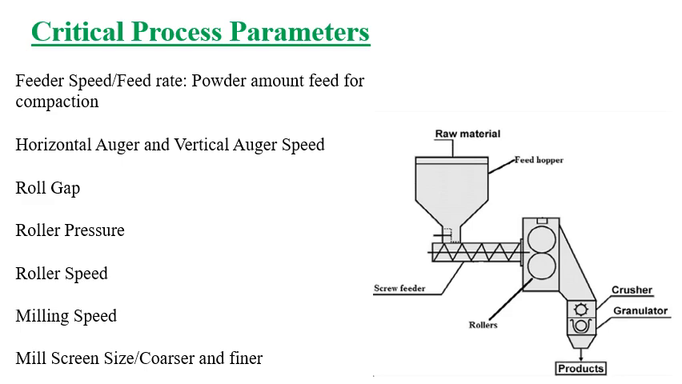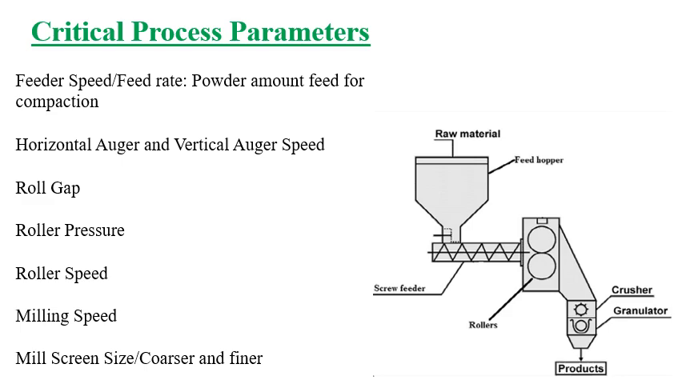Roller pressure. So roller pressure or roller force means how much pressure is applied onto the powder to make the ribbons. Then roller speed. Roller speed is the RPM at which the rollers are rotating. Then milling speed. This speed is for the milling unit or crusher attached to the roller compactor. Sometimes a separate mill is also used if it is not fitted to the roller compactor.